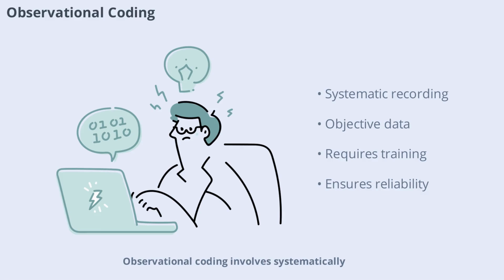Observational coding involves systematically recording behaviors using predefined categories. In abnormal psychology, this might include coding facial expressions, speech patterns, or social interactions. This method provides objective, quantifiable data and can reveal subtle patterns that might be missed otherwise. However, it requires careful training and clear definitions to ensure reliability between observers.